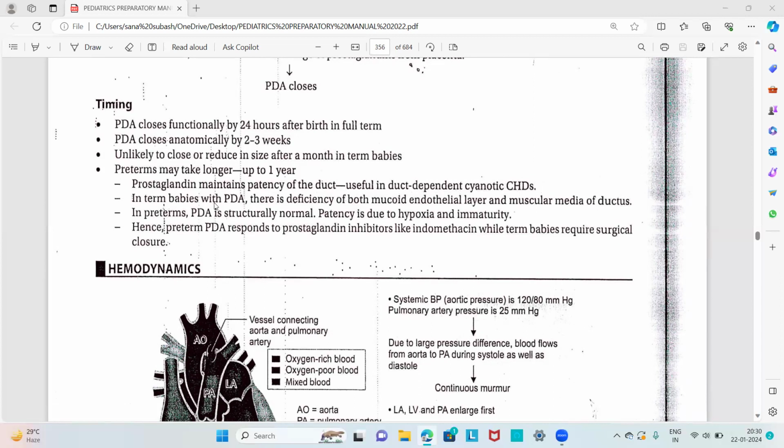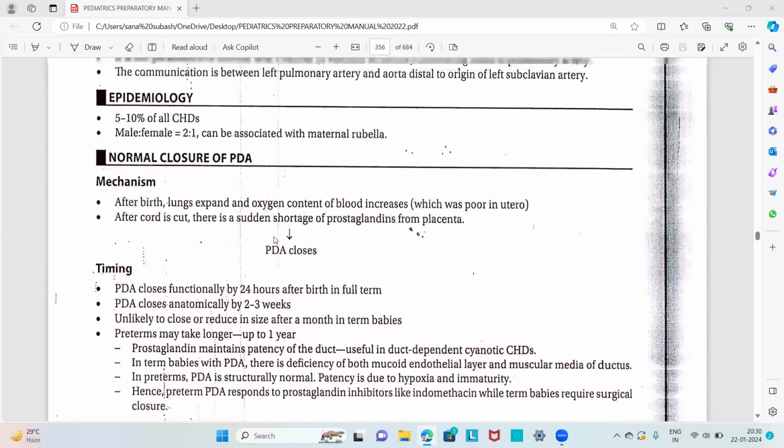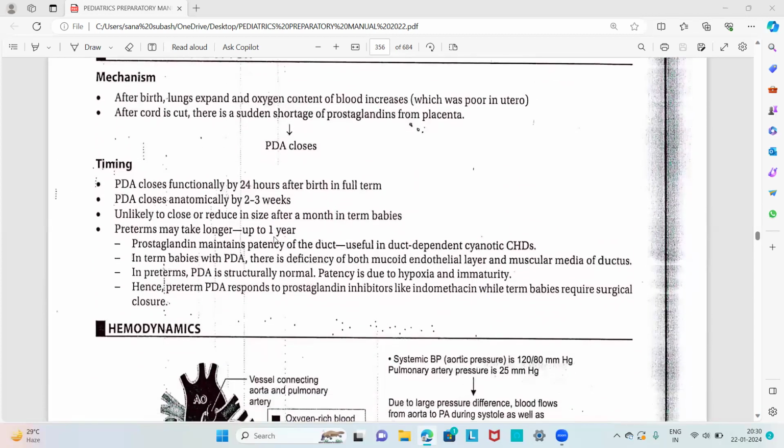In term babies with a patent ductus arteriosus, there is deficiency of both the mucoid endothelial layer and the muscular media of the ductus. In preterm babies, the PDA is structurally normal, and patency is due to hypoxia and immaturity. Hence, the preterm PDA responds to prostaglandin inhibitors like indomethacin, while term babies require surgical closure. So this is the introduction and the normal closure mechanism and timing of PDA closure.